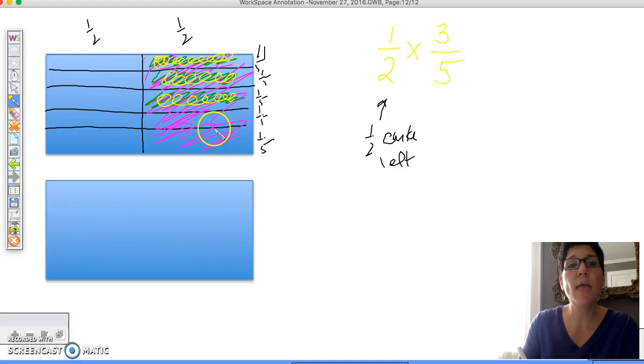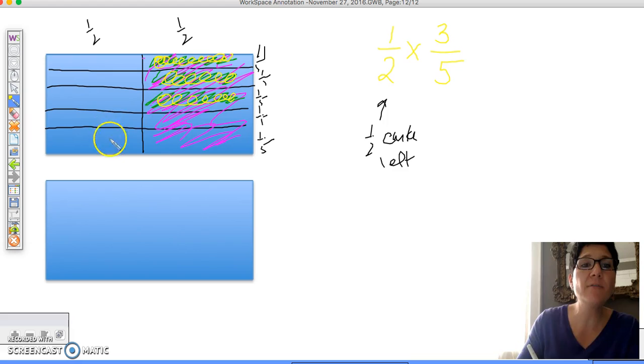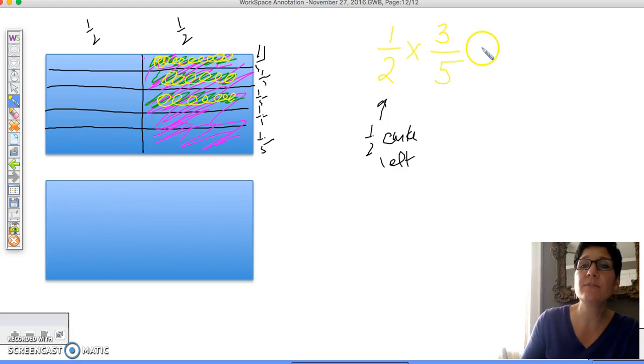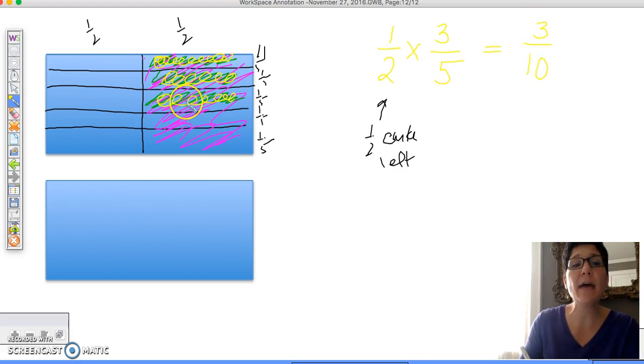So if I said to you, how much of that represents the entire cake? If you think about it, we have a total of 10 pieces here, right? 1, 2, 3, 4, 5, 6, 7, 8, 9, 10. How many of them are yellow? And I hope you guys are saying to me, 3 of them. So that means that represents 3/10. So if I wanted half of my cake, I want to take half my cake and give away 3/5 of that. That would be 3/10 of the entire amount.